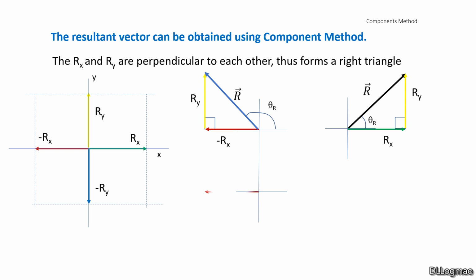Negative R sub x and negative R sub y have a resultant acting in the third quadrant. The angle measured from the positive x-axis measures between 180 and 270 degrees. The angle opposite vector R is 90 degrees.